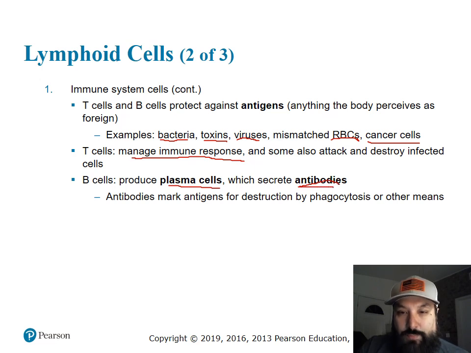Antibodies help to trap the antigen. They also mark the antigen for destruction, and phagocytes, or other white blood cells, can actually do the destroying.